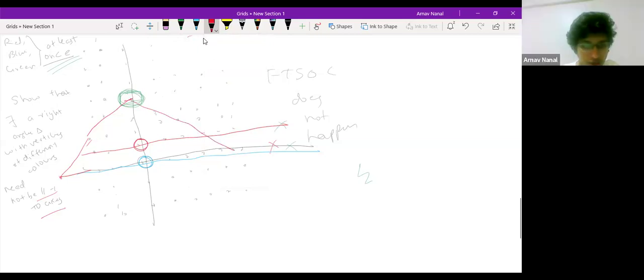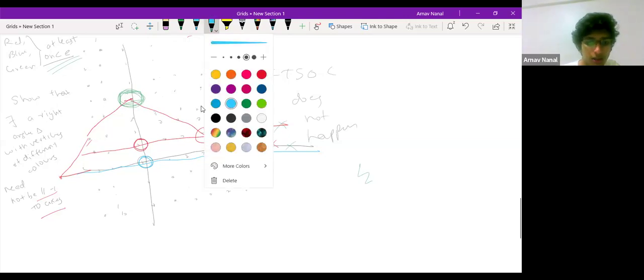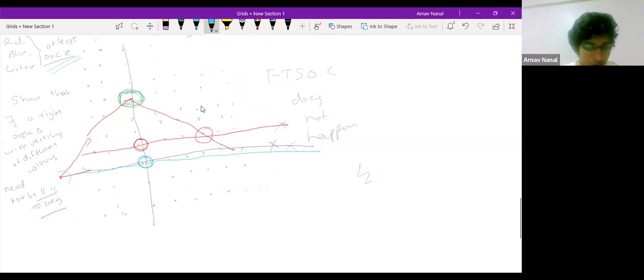So you take these 45-degree lines. Because they pass through lattice points, this point is red. My laptop is having some issues, wait, I'll just change color. And this point has to be blue. So you get blue, green, red.